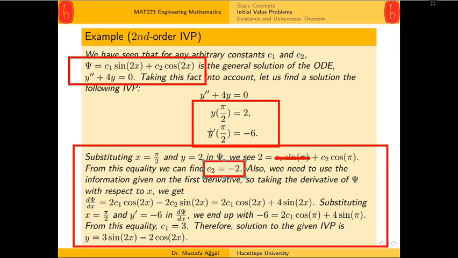And we need to take the derivative to use the second initial condition. When we take the derivative, we'll see this is happening.